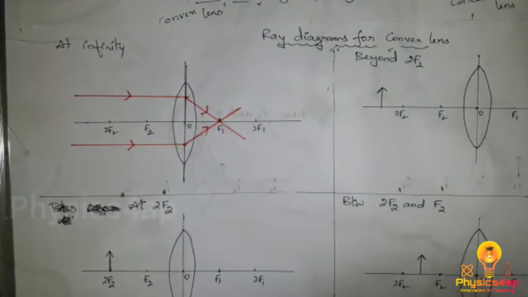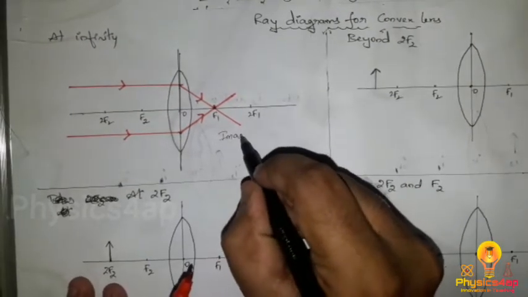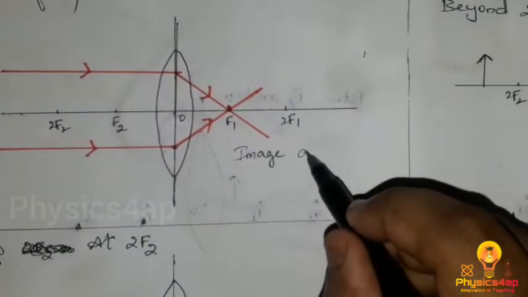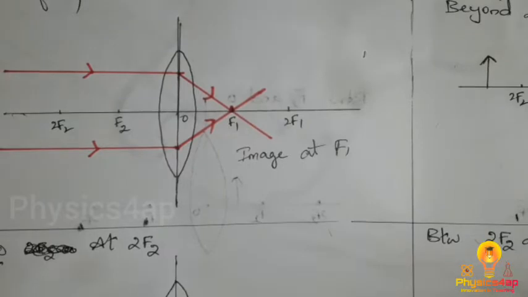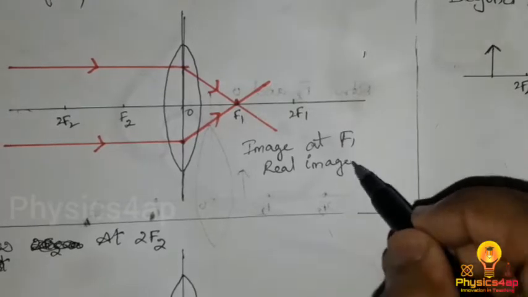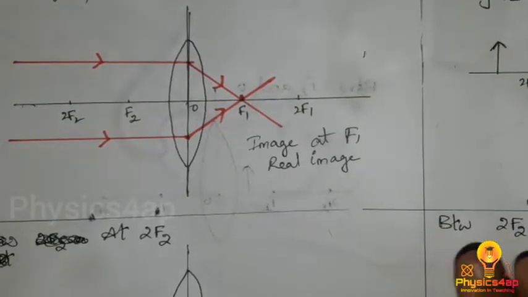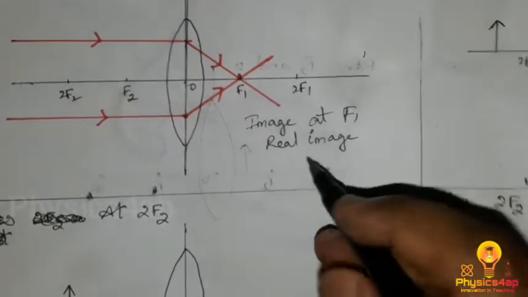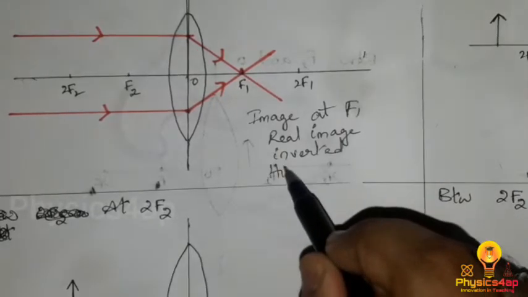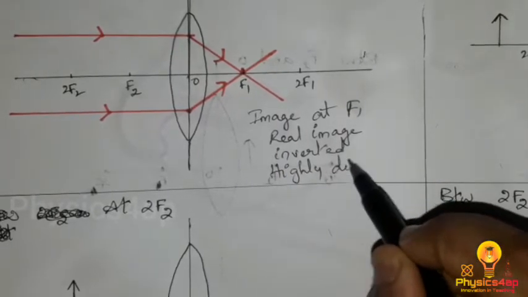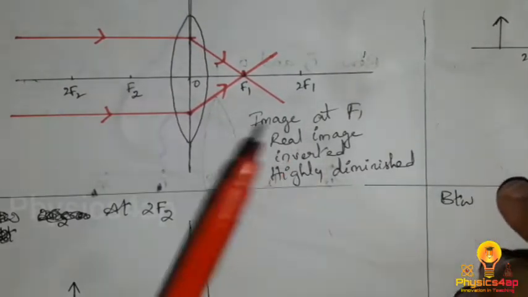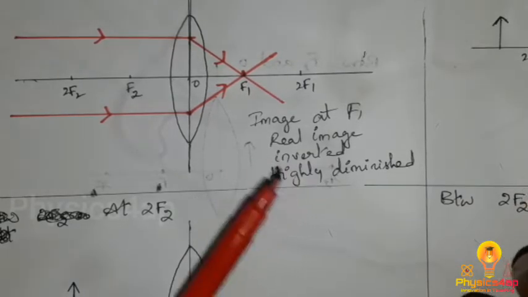That means the image will be formed at f1, that is at the focus. The image which you are getting here is the real image. A real image means it can be caught on a screen or a white screen or a wall, and the image here is inverted, and the size will be highly diminished. Highly diminished means it is a point size image. That means it is very small, a point size image over here.